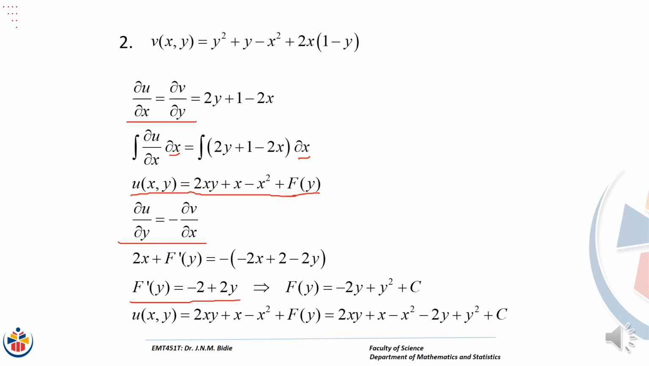Integrate both sides to get f of y. Then we'll have f of y on the left. Integral of negative 2 with respect to y will be negative 2y. And the integral of 2y is 2y squared over 2. 2 and 2 cancel. That's why we have y squared plus c. And then we go back to the formula for u. We substitute in place of f of y the expression that we got here for f of y, so that we get a full expression of u.